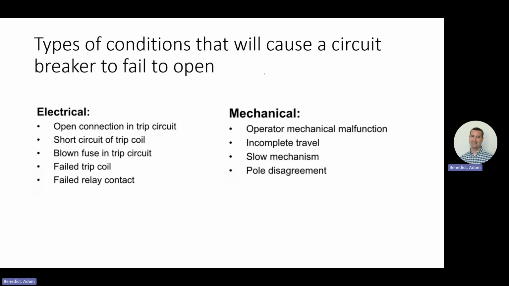Types of conditions that will cause a circuit breaker to fail to open. Open connection in the trip circuit, so our trip circuit either has an issue or isn't wired properly. There's a short circuit of the trip coil. It's very possible, a blown fuse somewhere in the trip circuit. Failed trip coil, that's similar to the short circuit of the trip coil. Or there could be a stuck relay contact. Mechanical malfunction could happen, incomplete travel of the mechanism, or a pole disagreement where, say, some of our poles trip, but some of the others don't.